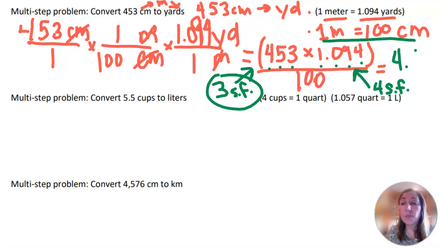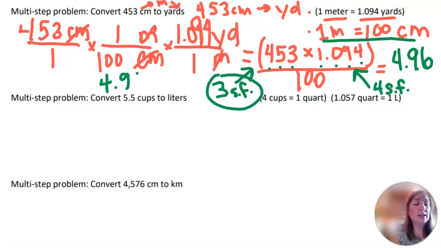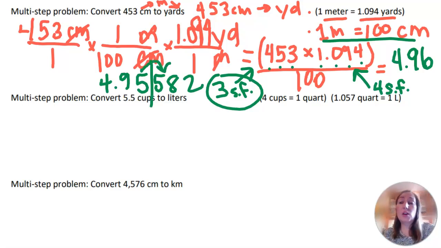So we're going to round 4.95 to 4.96. Because my calculator says 4.9558, well, I want to round the 5 up because it's followed by a 5, to 4.96.